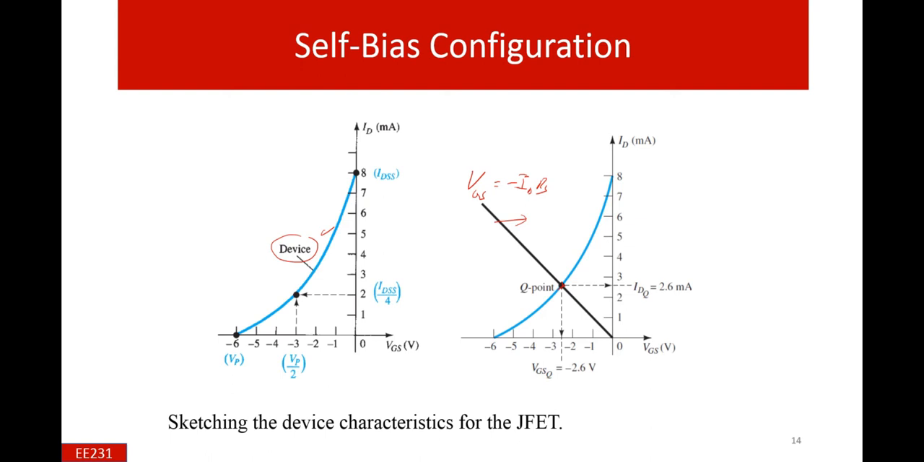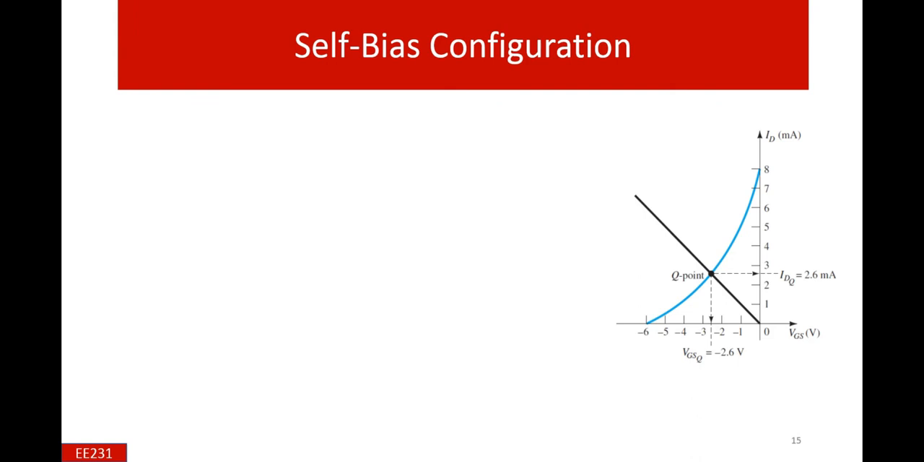And from the graph we can see the value of VGS is minus 2.6 and correspondingly the current is 2.6 milliampere. So the first point is to find the value of VGS at the Q point, which is the intersection of the behavior of the device and the behavior of the VGS relation. The intersection point gives the value of VGS at that particular point, which is minus 2.6 milliampere.